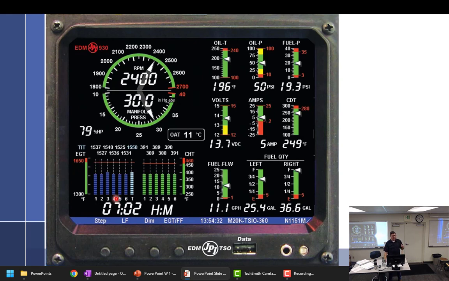What happens again? EGT starts climbing, climbing, climbing. My manifold won't change because it doesn't change. My RPM won't change because the prop has got it locked to it. But the prop starts taking a bigger bite because it's getting more power, and I start watching my airspeed start to climb. Okay? And my gallons per hour starts going down.